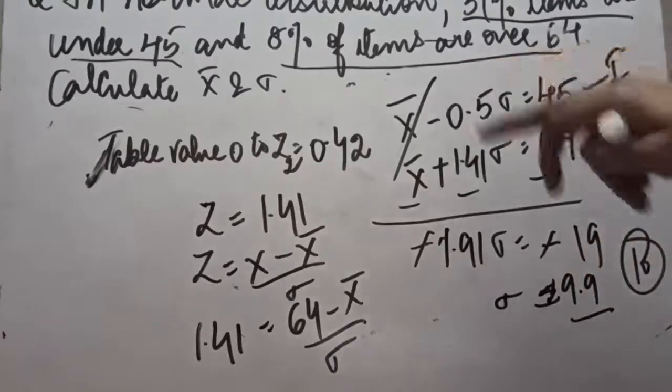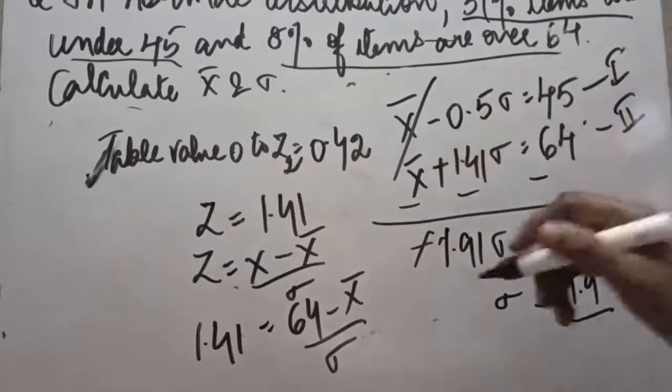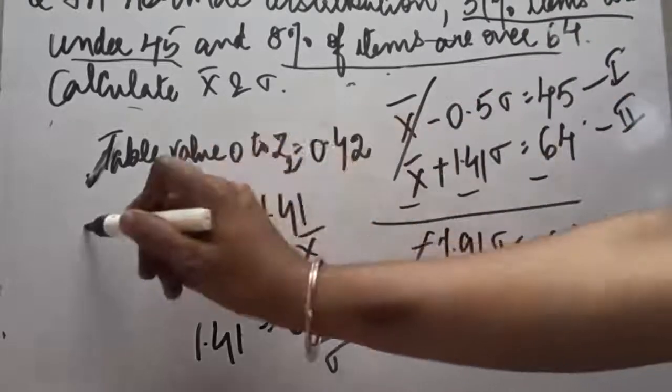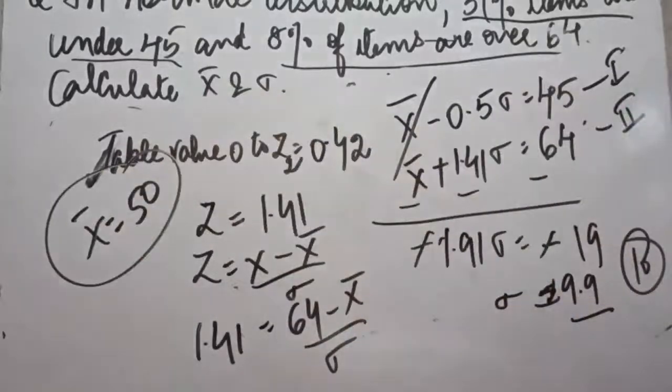Now we can put this value in either of the equations and calculate the value of mean. So if standard deviation is 10, the mean will be coming out to be near about 50. So this is how, whenever the probabilities are given, by following the reverse procedure, we can calculate the values of x or mean and standard deviation.